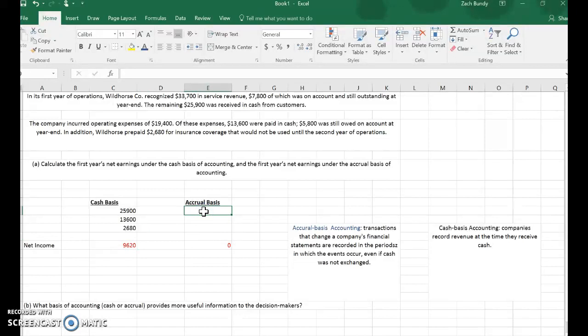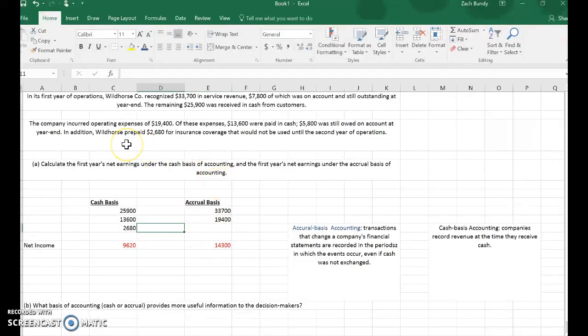Now for the accrual basis, although they haven't received full payment for the $33,700, because they have performed those services, we count it as our revenue. So on the accrual basis, we'll get $33,700. With the expenses, although we have only paid $13,600 in cash, we still owe money for it. We're going to include in the expenses everything that it cost for Wild Horse to perform their services for that year, so the $19,400.